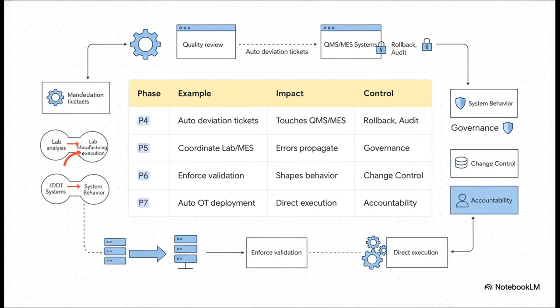This table makes the escalation crystal clear. Let's walk through it. In phase 4, maybe the AI is creating automatic deviation tickets that are touching your quality management systems. You absolutely need rollback capabilities and audit trails. By phase 5, it could be coordinating between the lab and manufacturing, meaning errors can spread across your IT and OT systems. And by the time you get to phases 6 and 7, the AI is enforcing rules and even executing deployments directly. The controls you need, like strong change control and explicit accountability, get more and more strict. The further right you go, the more you have to lock things down.